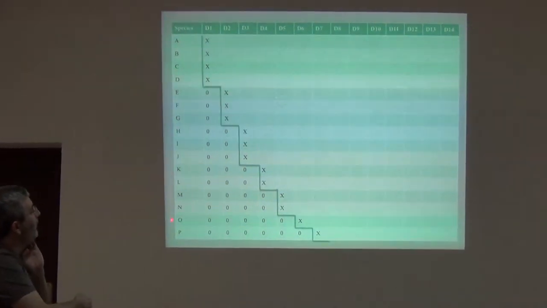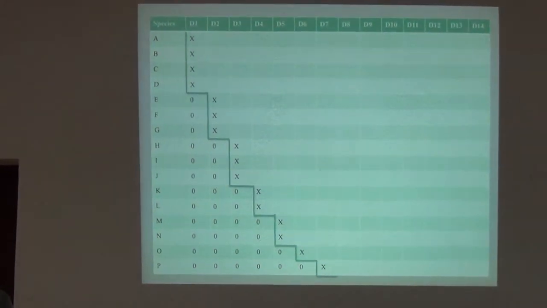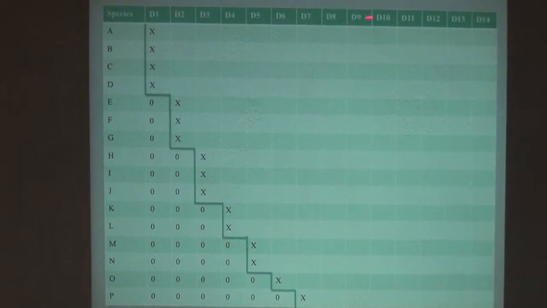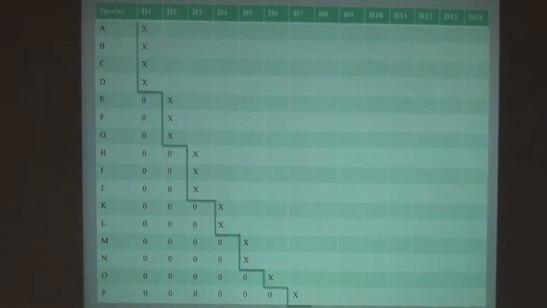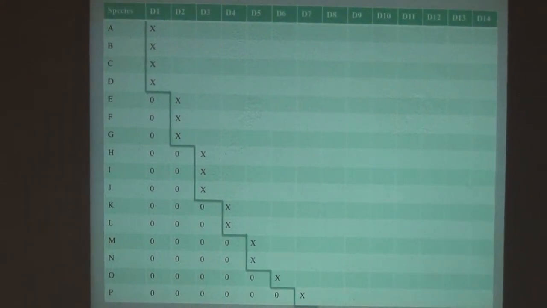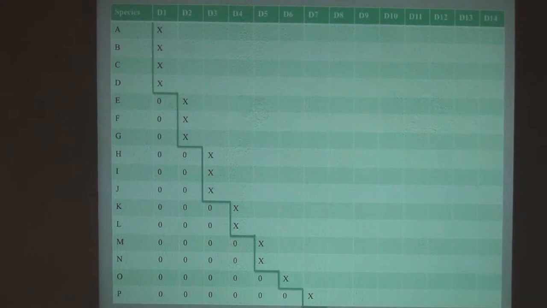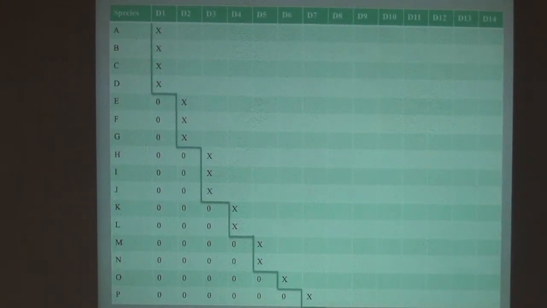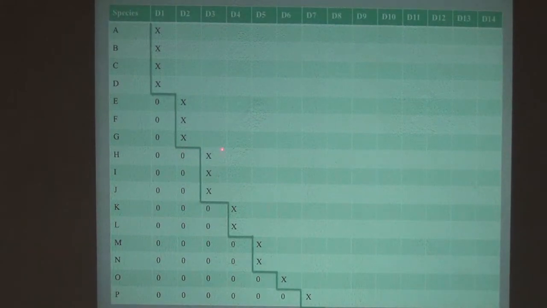Here we have a bunch of species. I've named them A through P, right? And I have a bunch of days. So these are the days that you're out there at Korup National Park, and these are the species that you discover. On the first day, you saw four species. On the second, three. On the third, three. On the fourth, two. On the fifth, two. On the sixth, one. On the seventh, one.